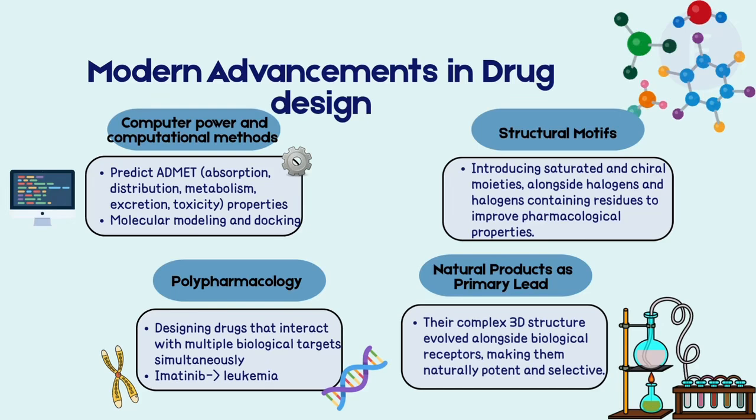Next is structural motifs, by introducing saturated and chiral motifs alongside halogen and halogen-containing residues to improve pharmacological properties. Lastly, we see a renewed reliance on natural products as primary leads because their complex 3D structures have evolved alongside biological receptors, making them naturally potent and selective.